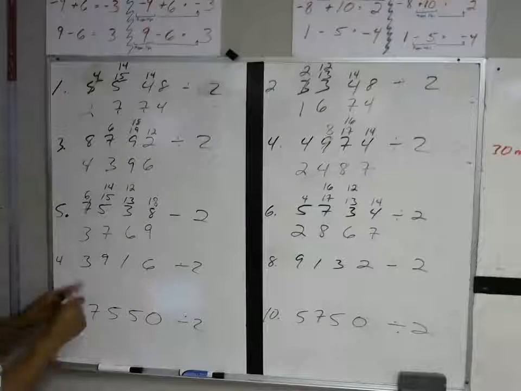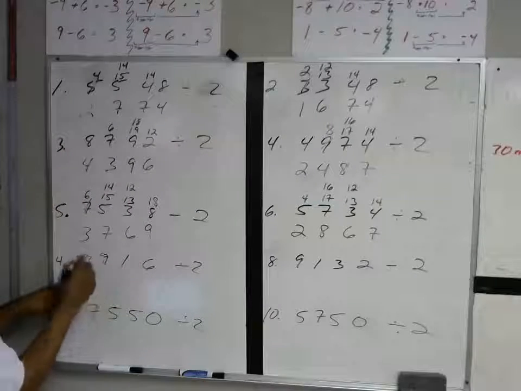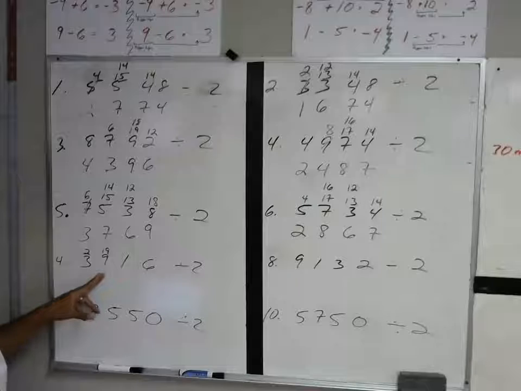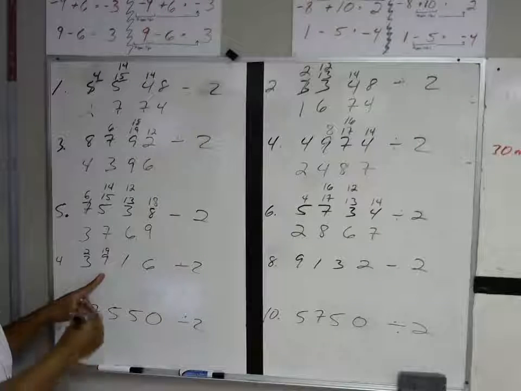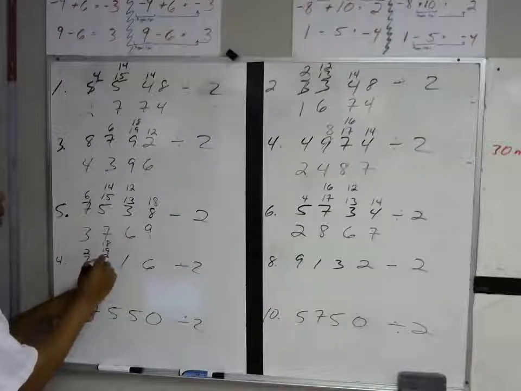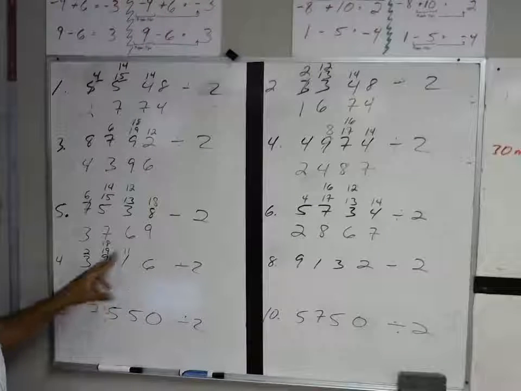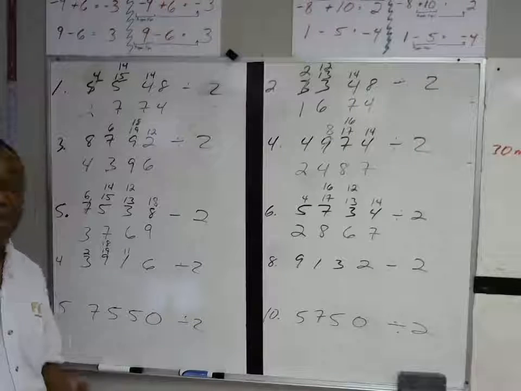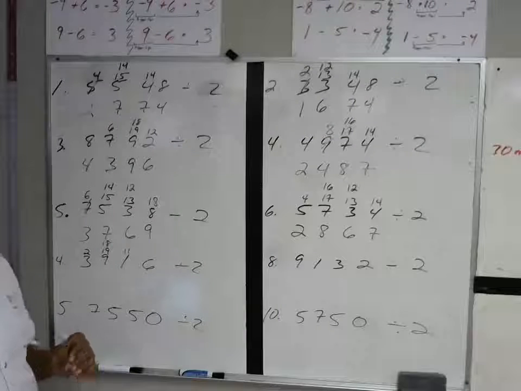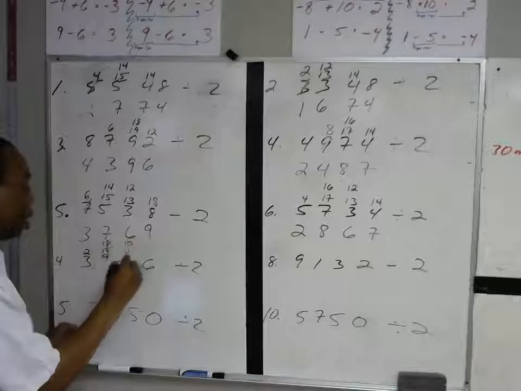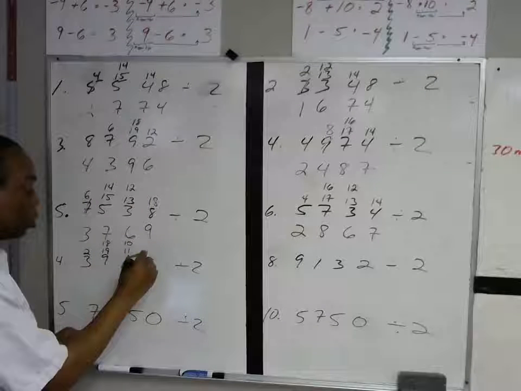Number 4, I cannot take half of 3, so I'm going to borrow, make that 2, and the 1 I borrowed makes this 19. I cannot take half of 19, so I'm going to borrow 1 from there and make that 18. The 1 borrowed comes over here and makes this an 11. Okay. Now, we cannot take half of 11. It's an odd number. So I'm going to borrow 1 from there to make it 10. And the 1 goes to the 6 to make it 16 because we're adding 10 to it.